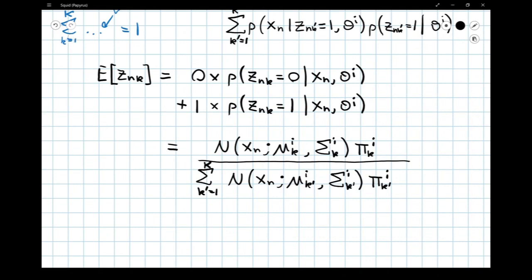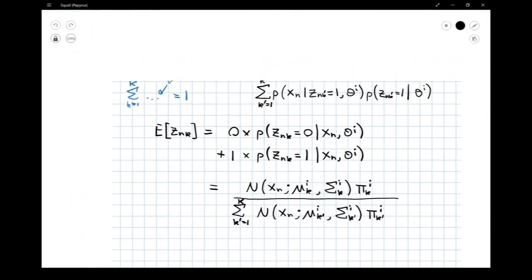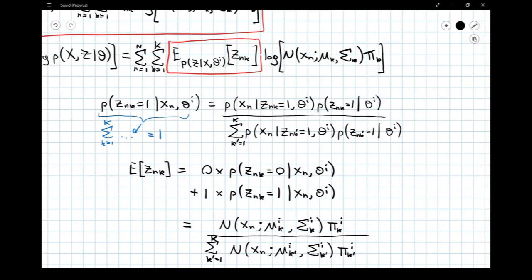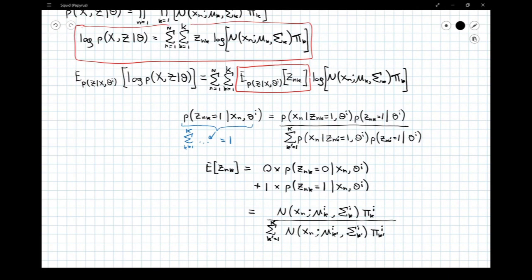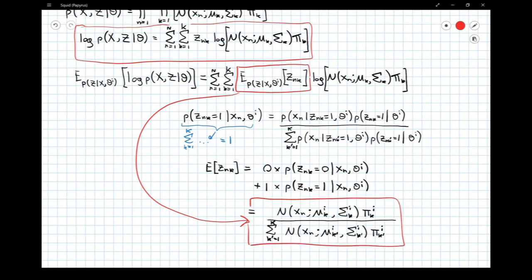Okay, so we are nearly there. We have completed the expectation step. So the thing that we're going to maximize is given by this. Okay, so that's the thing we're going to maximize with respect to theta. So with respect to these, where this term is equal to that thing down there. So we're nearly there.